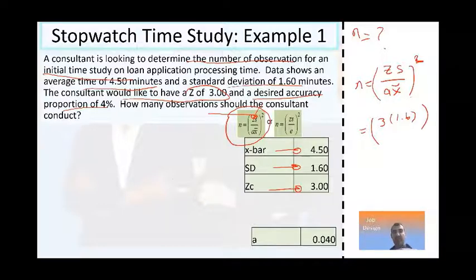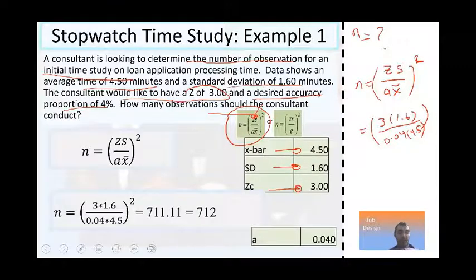Notice here the standard deviation is not written in terms of sigma, it's in terms of s, because this is a sample standard deviation. Then 0.04 times x bar, which we know is 4.5. If we multiply all these numbers out, we get 711.11. When we are determining how many observations we should make, we need to round up, because we can't have 711.11, so we round up to 712. It has to be a whole number, so we always round up on these questions.